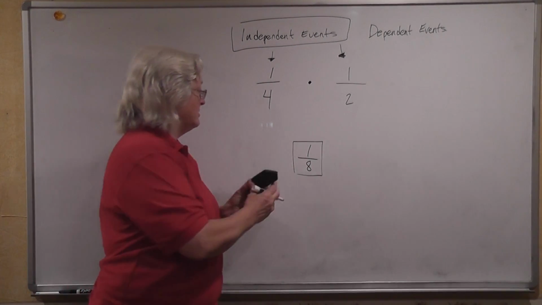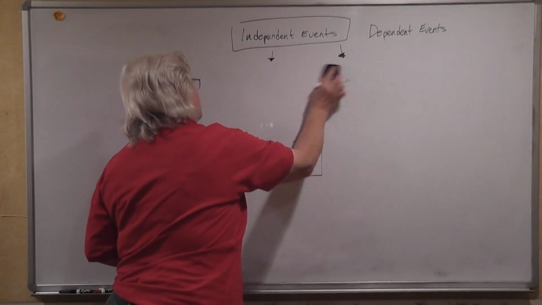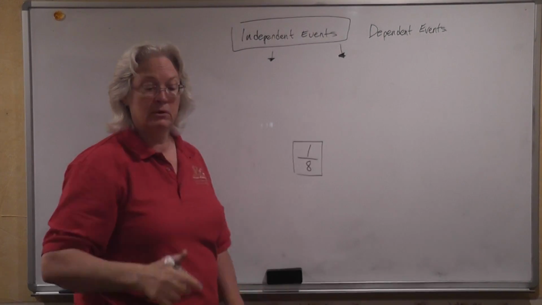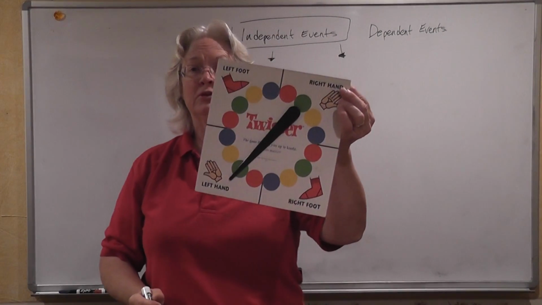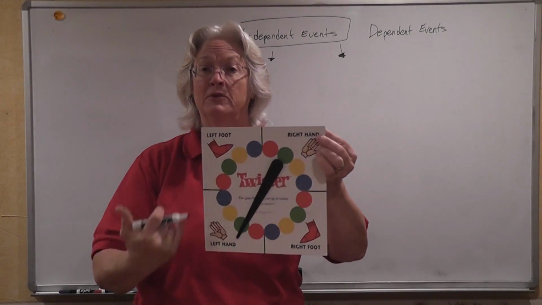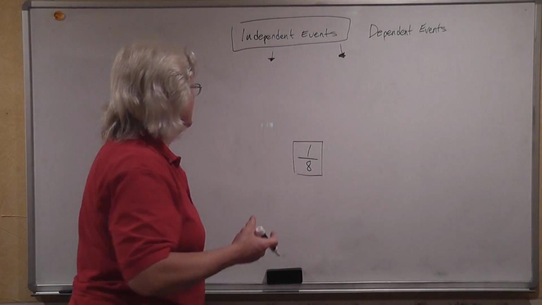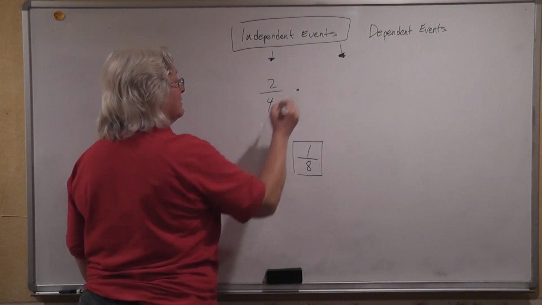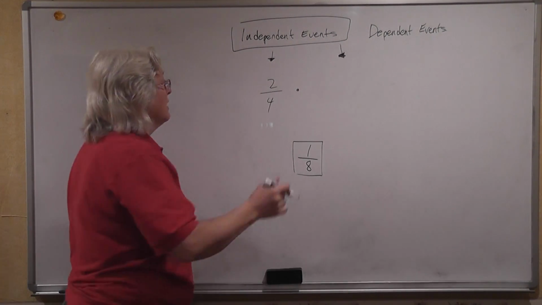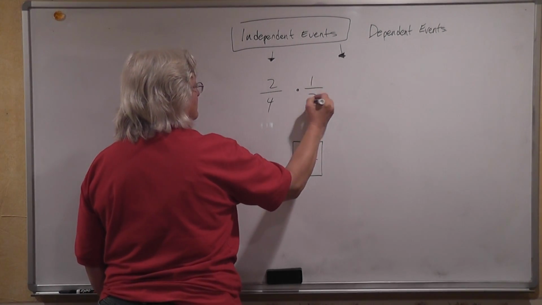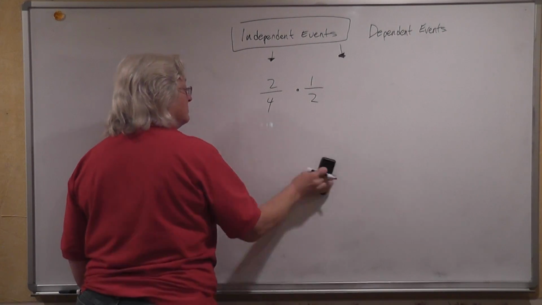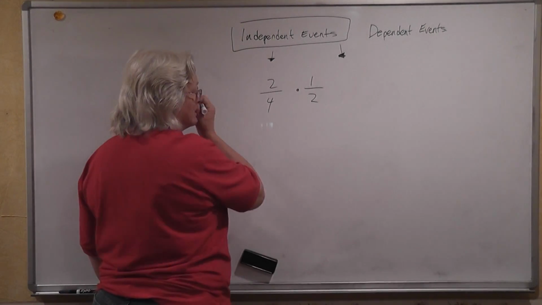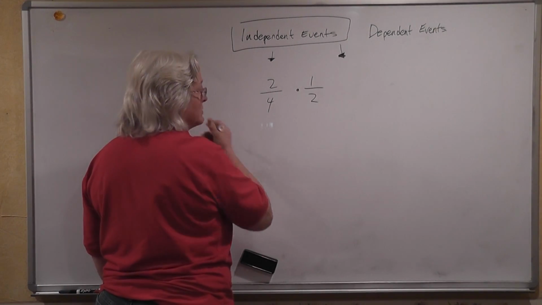So what if we wanted to know the probability of having a foot and heads? Well, with our spinner here, I have two favorable outcomes, don't I? I have right foot and I have left foot. So the probability of getting a foot is 2 out of 4, and the probability of getting tails is 1 out of 2. You multiply those two probabilities together, you can cancel common factors first. You have to make sure that this is reduced to lowest terms.